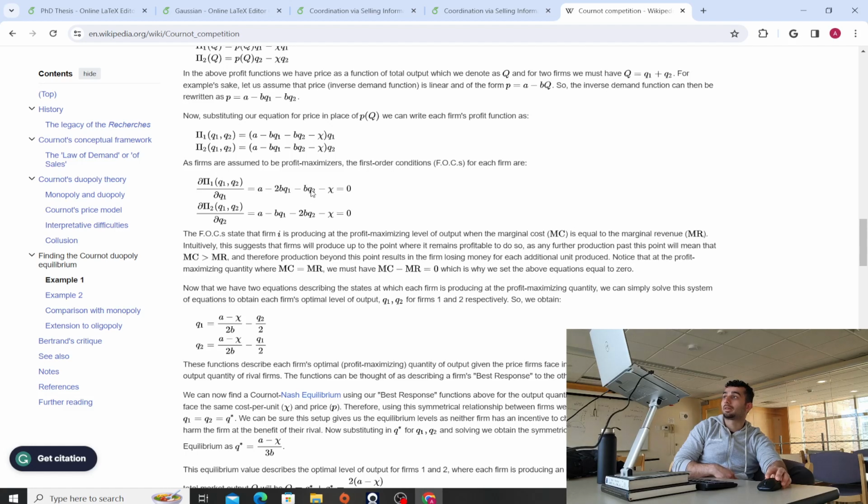This term gets bigger. This term stays constant. This term, 2bq1 plus bq2, stays as a minus x, right? 2bq1 plus bq2, this term stays constant. And okay, say zero actually. So if you lie, what happens?